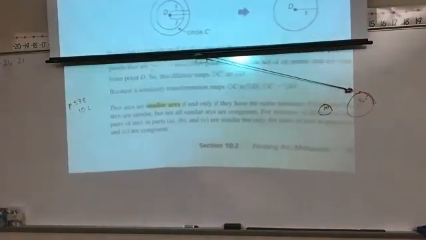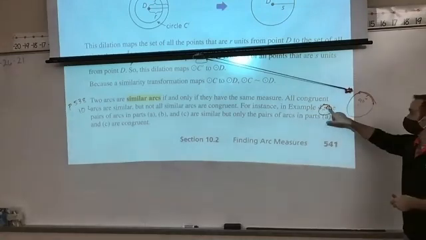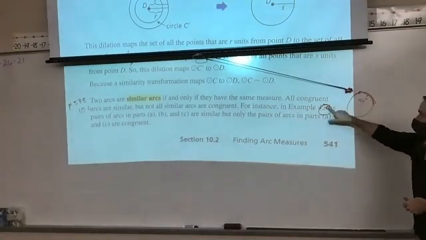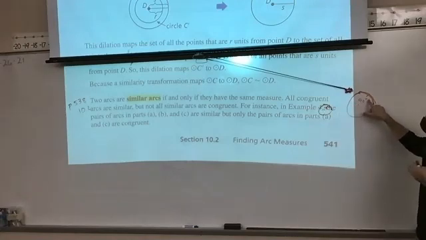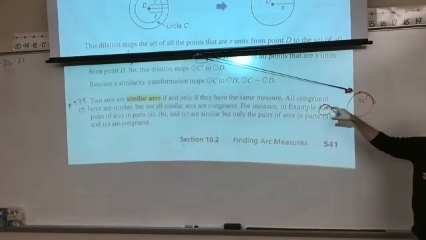Just the last thing is this idea of similar arcs. Similar arcs are just arcs that have the same measure. Okay, that's different than congruent arcs, right? So we've got to know the difference between similar arcs and congruent arcs. Similar arcs are any two arcs that have the same measure. These two arcs I talked about here, these are similar arcs. They're both 90 degrees. Doesn't matter how big or small the circle is. If they're 90 degrees, they are similar arcs.